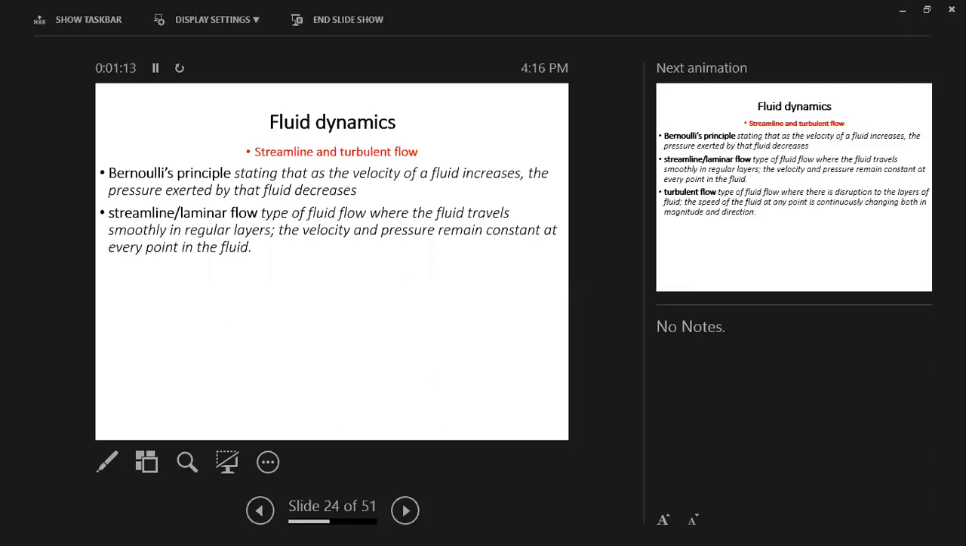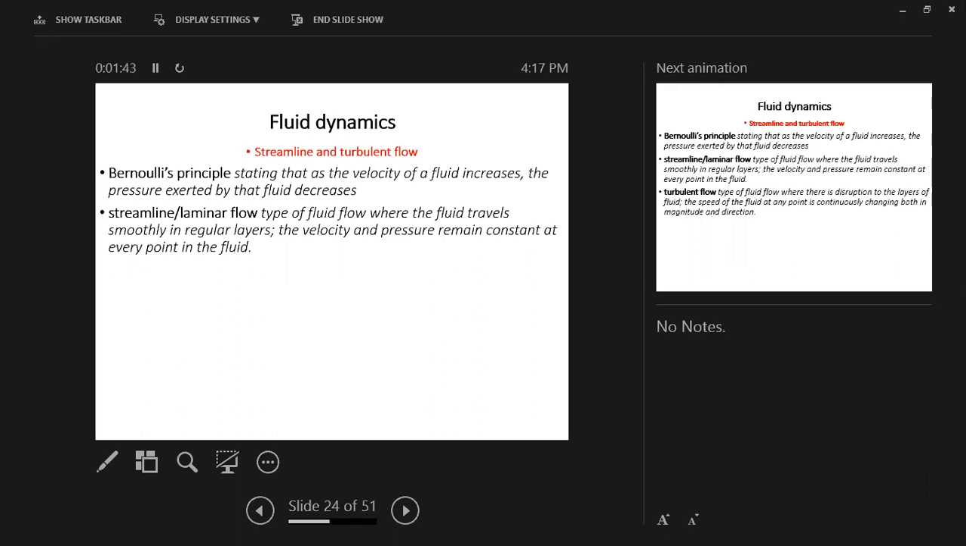So what about streamline flow? The other name of the streamline flow is laminar flow, okay? This is a type of fluid flow where the fluid travels smoothly in regular layers. So regular layers means what? Like, let's say, a smooth layer, okay? It can be like an airplane's wing, like on a table, okay? So the velocity and pressure remain constant at every point in the fluid, okay?